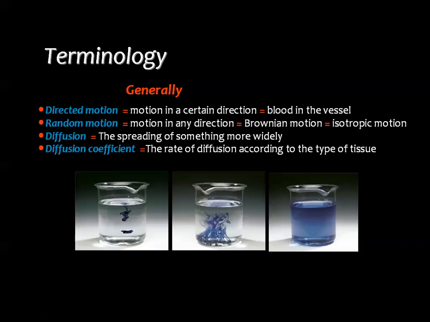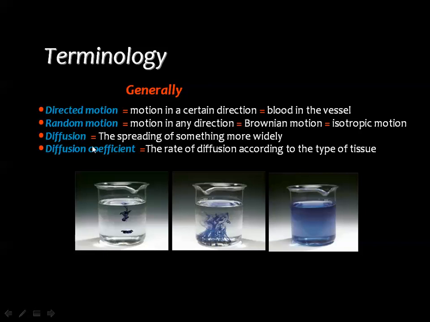You know that we have two types of motions in the human body of the cells. The motion which is directed, like that occurring in the blood vessels, this is known as directed motion, while another motion which occurs in any direction or in different directions at the same time, this is known as the Brownian motion, or known as isotropic motion. Then diffusion means that something is spreading widely through a certain medium.